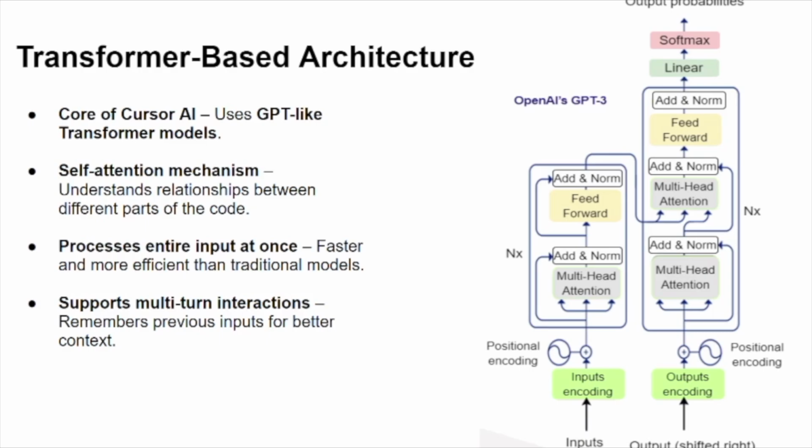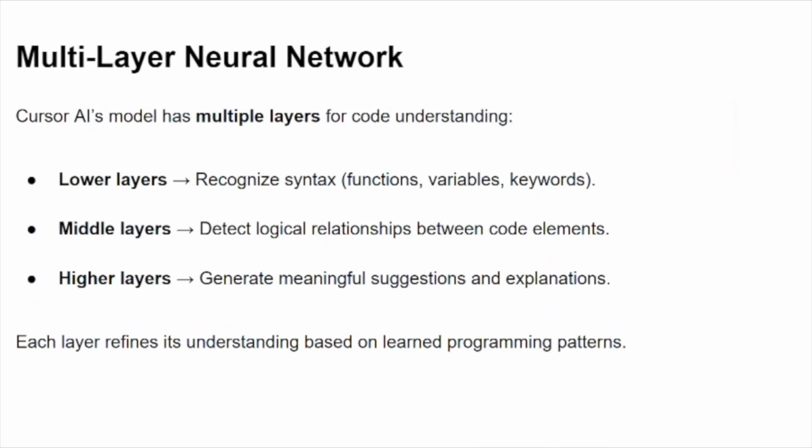The transformers use a mechanism called self-attention, which allows models to analyze relationships between different parts of the input text. Unlike traditional sequence-based models, the transformer model does not process data sequentially. Instead, it analyzes the entire input at once, making it significantly faster and more efficient for coding-related tasks.